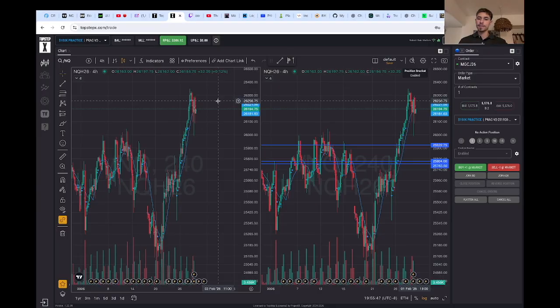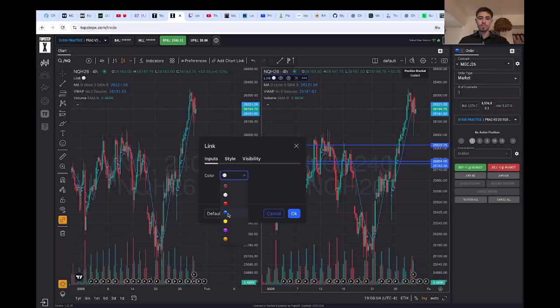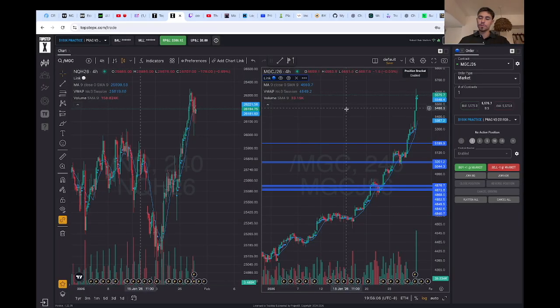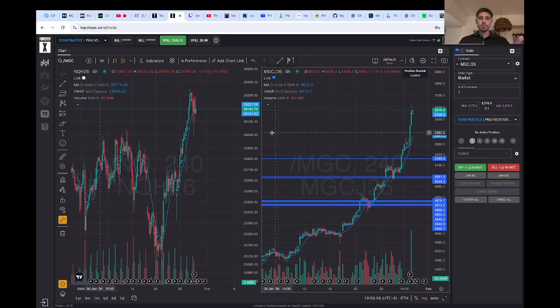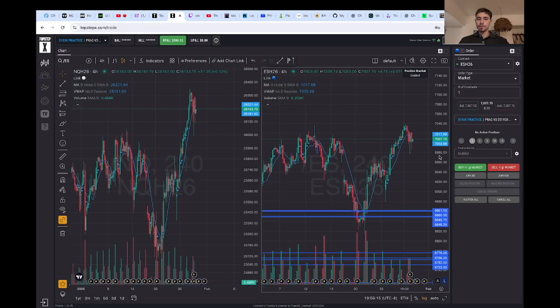So in order to not let that happen, there's going to be this symbol up here. It says add chart link. When you click add chart link, it's going to pop up this little link right here, as you guys can see. And so you're going to change the colors. On the left side, I just keep it in white. On the right side, I just keep it in blue. This is all preference to whatever color you want to keep it on, okay? So let's say in blue, I want to have ES. And on the left, I have NQ, which is white.